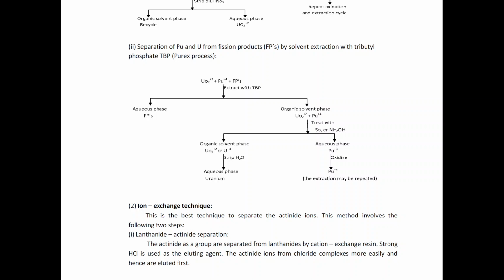So the ion exchange technique is the best technique to separate actinide ions. This method involves the following two steps: lanthanide-actinide separation. The actinides as a group are separated from lanthanides by cation exchange resin. Strong HCl is used as an eluting agent. The actinide ions form chloride complexes more easily and hence are eluted first.